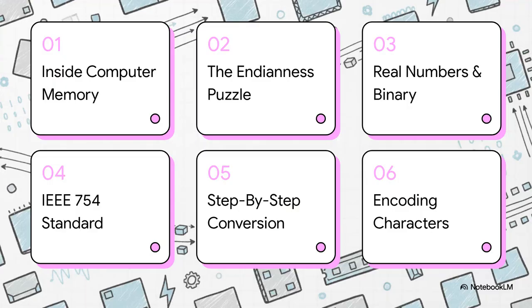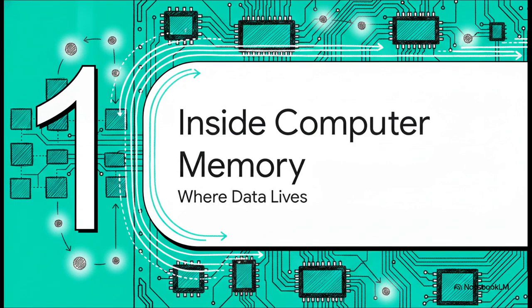To get us there, here is our roadmap for decoding the machine. First, we'll look inside computer memory. 2, we'll tackle the Endianness puzzle. 3, real numbers and binary. 4, the IEEE 754 standard. 5, a step-by-step conversion. And finally, number 6, encoding characters. Let's get into it. Kicking things off with Section 1, inside computer memory.